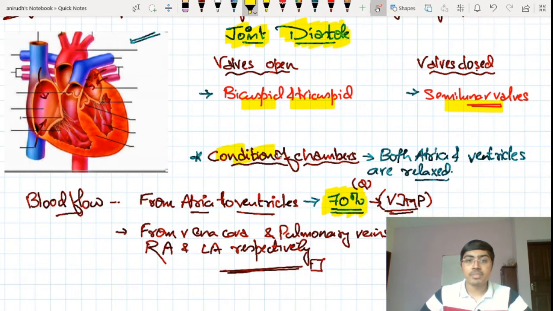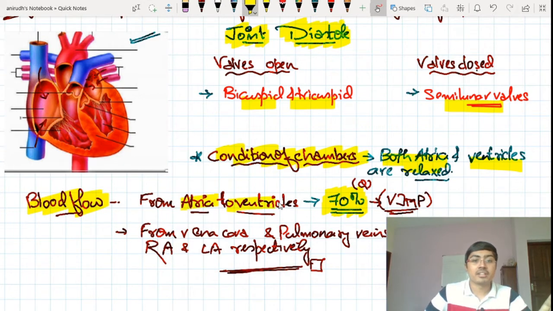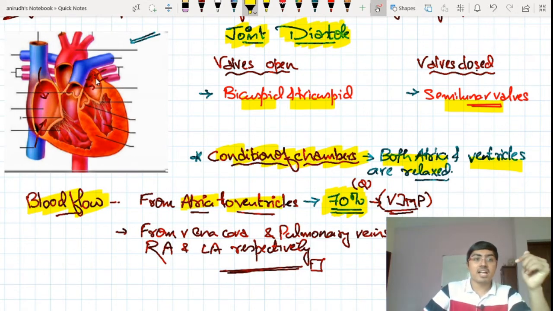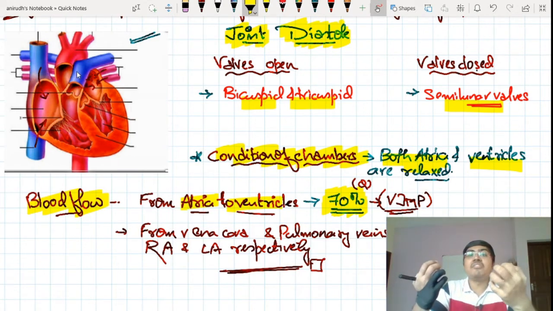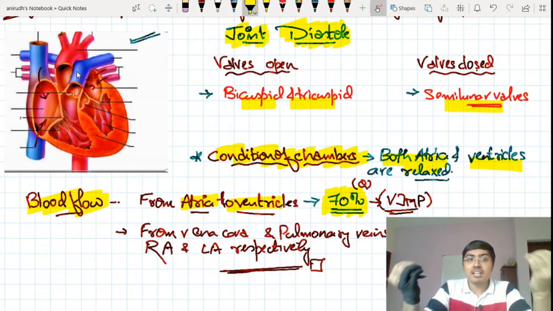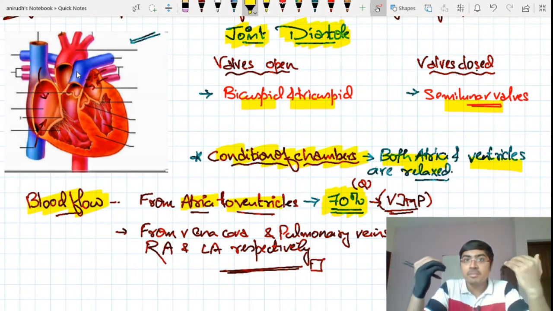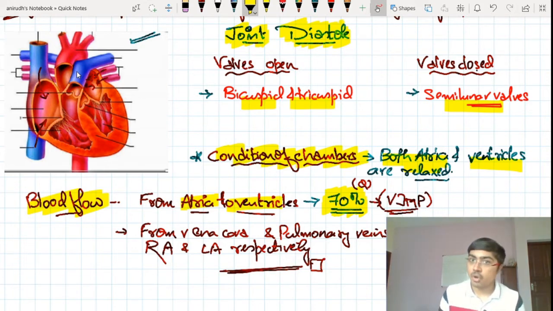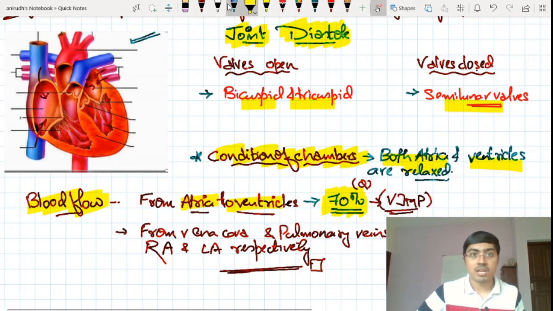Now the condition of the chambers: obviously both atria and ventricles are relaxed. And the blood flow is from atria to ventricle, 70% of the blood in each atrium going to its own corresponding ventricle. This value is very important. And from the vena cava as well as the pulmonary veins, the atria will receive the blood. Out of the total blood the atria are receiving, 70% will go to the ventricle. This is called joint diastole. This is an important point.